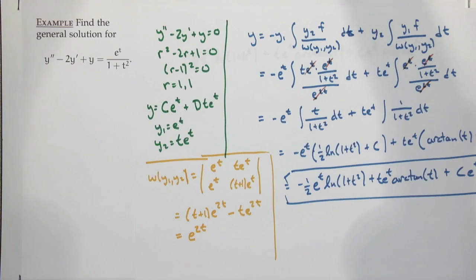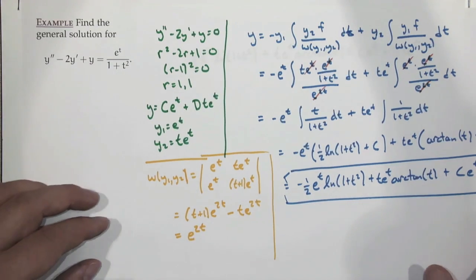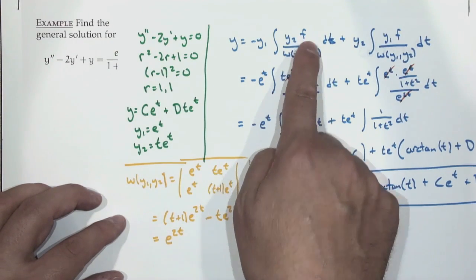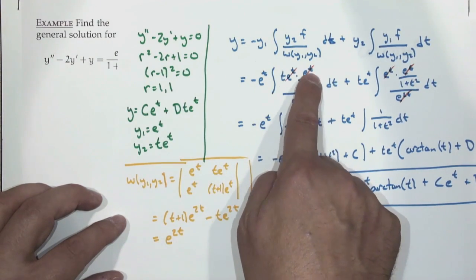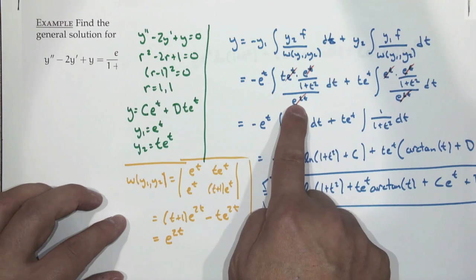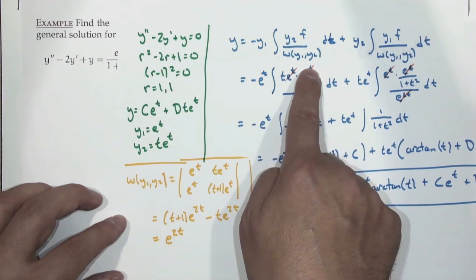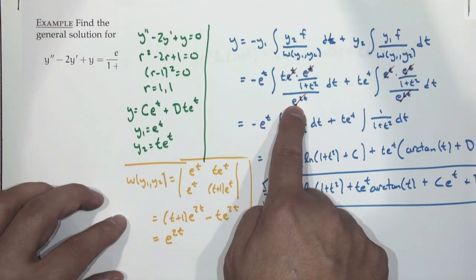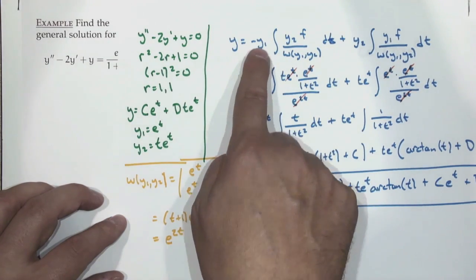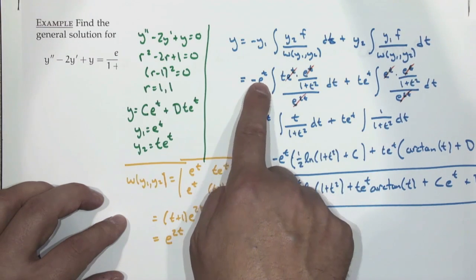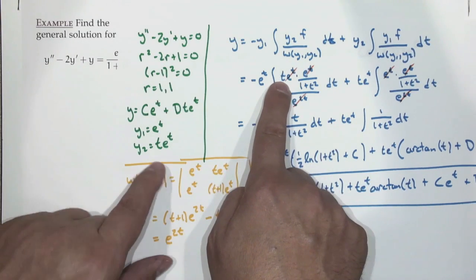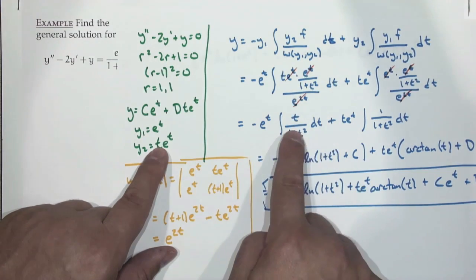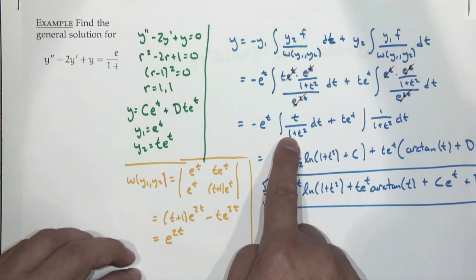Now you might say, that sounds terrible, but when we plug it into the formula y2 f, both y2 and f involve an e to the t. The Wronskian has an e to the 2t. E to the t times e to the t upstairs becomes e to the 2t. So these end up canceling. So in the first integral, the y1 is e to the t. And then you'll end up with the t coming from the y2. And then the 1 over 1 plus t squared is coming from the f. So it's t over 1 plus t squared for the first integral.